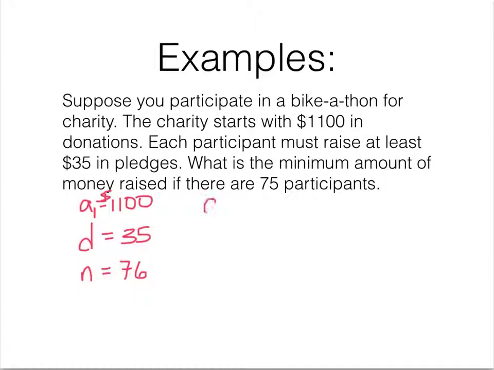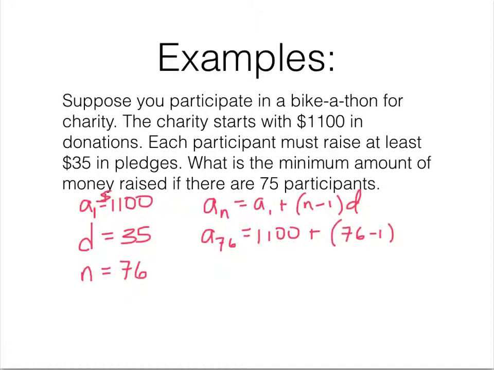So, A sub n equals A sub 1 plus quantity n minus 1 times d. That's the formula. Remember, you will be given that formula. We are finding the 76th term in the sequence. So we're going to put in A1. We're going to plug in n, 76, and we're going to plug in d.